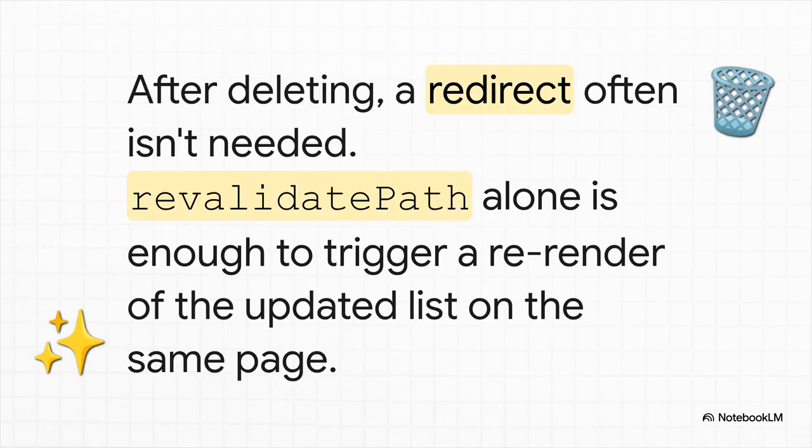And check this out. Here's a subtle but super important optimization. Let's say you're on a page looking at a list of invoices, and you delete one. Well, you don't actually need to redirect anywhere. Just calling revalidatePath is enough. Next.js is smart. It knows you're on that page, and it'll just refetch the data for that path. The component re-renders, the item is gone. It's a totally seamless UI update for the user.